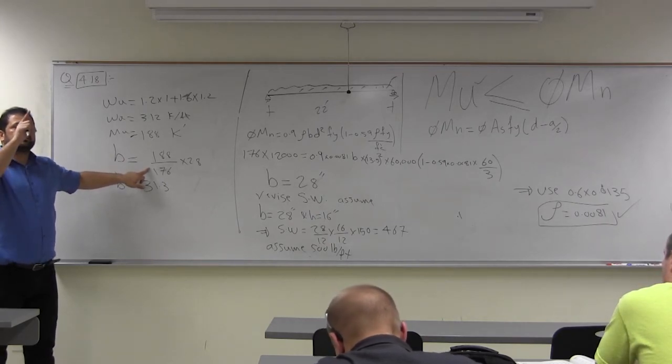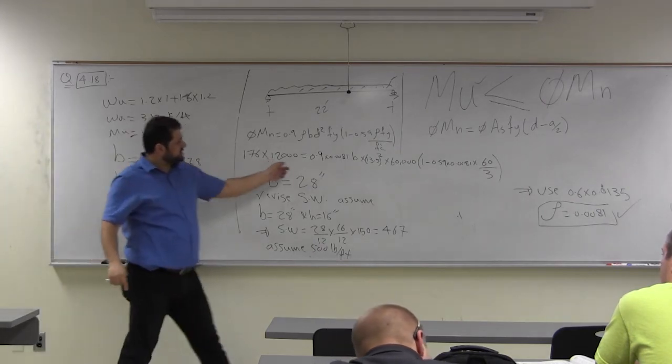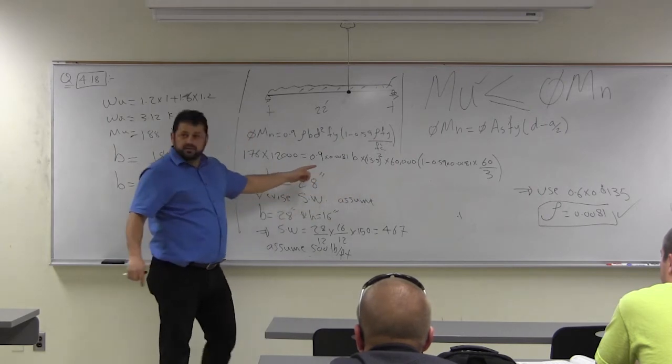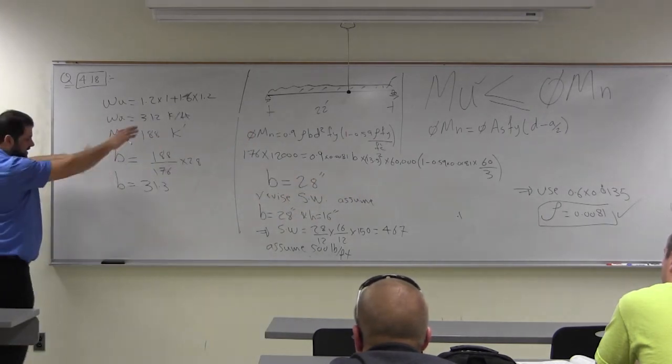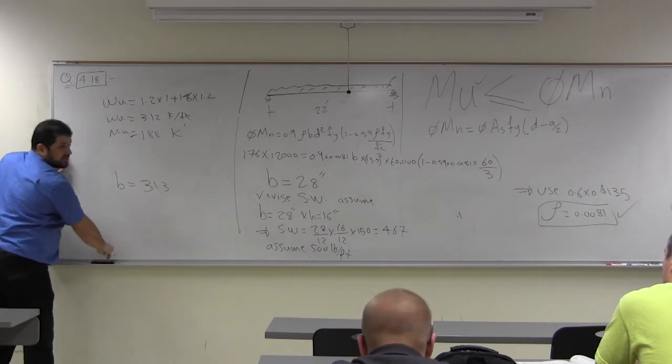What do you get? 31.7. Well, 29.9 if you do this. What if you guys do this? That's what he did, 31.3. So that's the actual number, because I know it's not linear exactly. So the actual is 31.3.